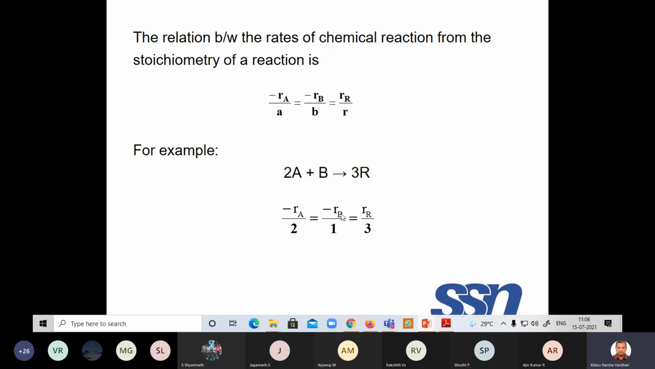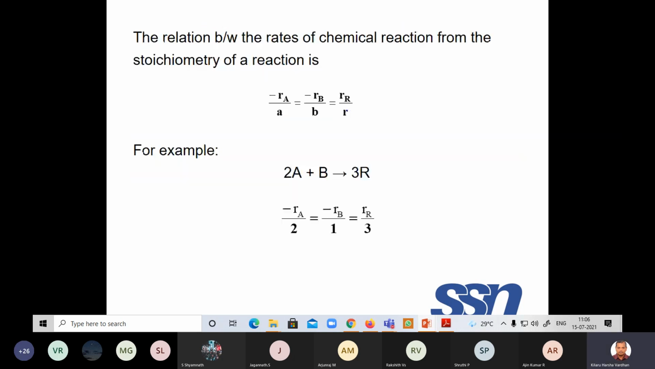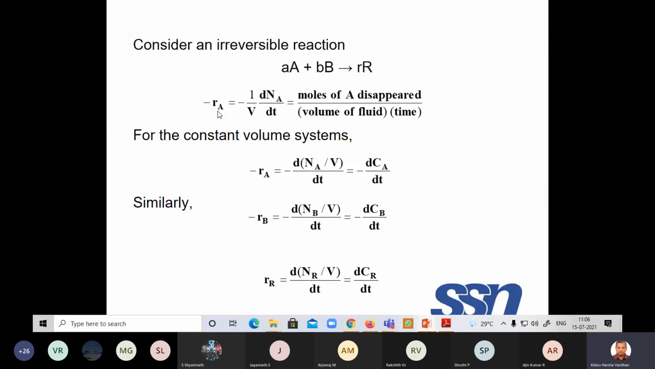That is A with R, you can relate, right? Or B with R, anything, right? Or A with B. How many times of A is getting consumed to that of how many times of B is getting consumed, right? So here I stopped yesterday, I think. So today we'll start. Not only we wrote this particular thing, a rate as minus 1 by V into dNA by dt, which is nothing but the moles of A disappeared per unit volume of the fluid per unit time.